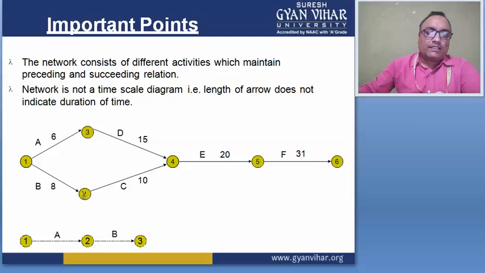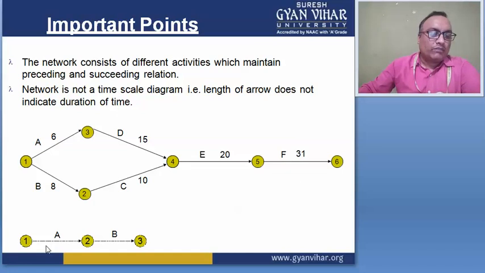In this case, both events 3 and 2 meet at the fourth event. Then here the activity is D, and this is the time duration for the completion of this activity. Then the end of 4 is the starting point of event 5. So this is one more activity, and 5 to 6 is one more activity.